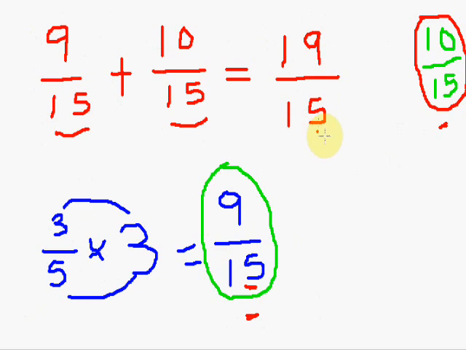Again, this is an improper fraction where we have the number at the top being larger than the number at the bottom. And again, this can be changed into a mixed number, and as I said, I'll be showing you how to do that very shortly. Your answer is 19 over 15.